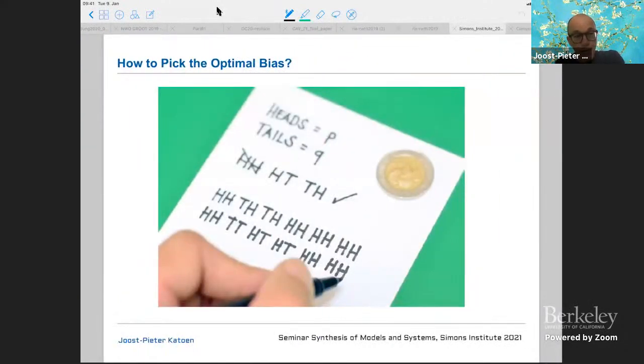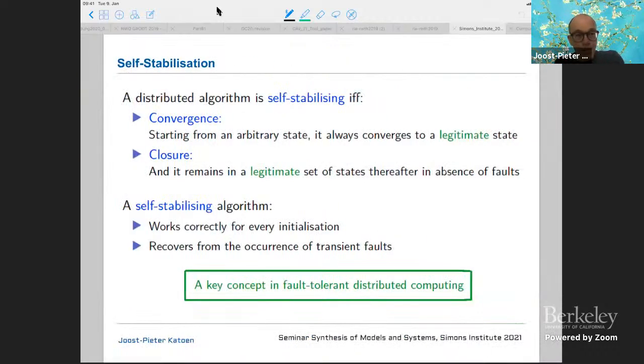I'd like to start with an example, and that's about a randomized distributed algorithm, and the question is how to pick the optimal bias. So I want to look at what are so-called the self-stabilizing distributed algorithms. And just as a reminder, what is a self-stabilizing algorithm? It needs to be able to start from an arbitrary state, for instance, the initial state, and then converge to a so-called legitimate state. So in the token ring, a legitimate state is, for instance, a state with a single token. And then there is a closure property that says the system will stay in such a legitimate state in absence of any faults. And actually, this is a key concept in fault-tolerant distributed computing. There is even a conference that is completely devoted to self-stabilization.